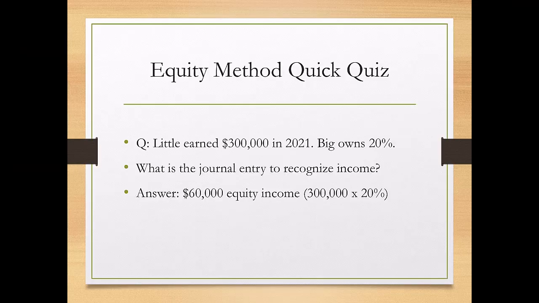Let's check your understanding. If Little earns $300,000 and Big owns 20%, how much income does Big recognize? The answer is $60,000. That entry would debit investment in Little and credit equity in investee income. This reinforces the idea that equity method income is based on earnings, not cash received.